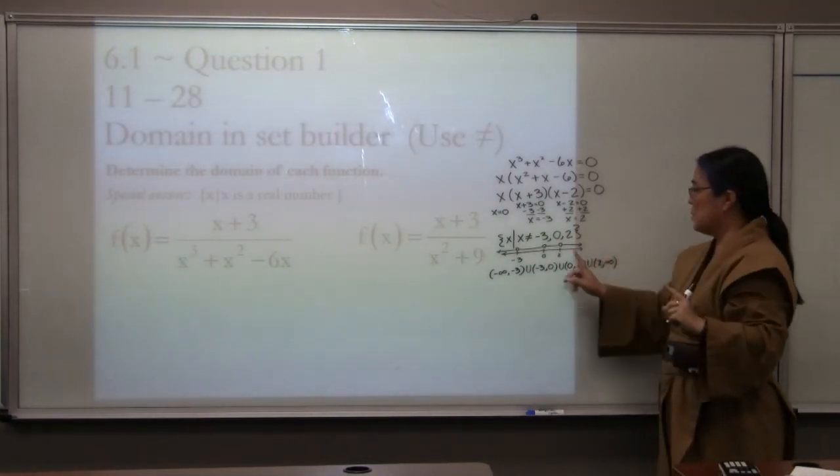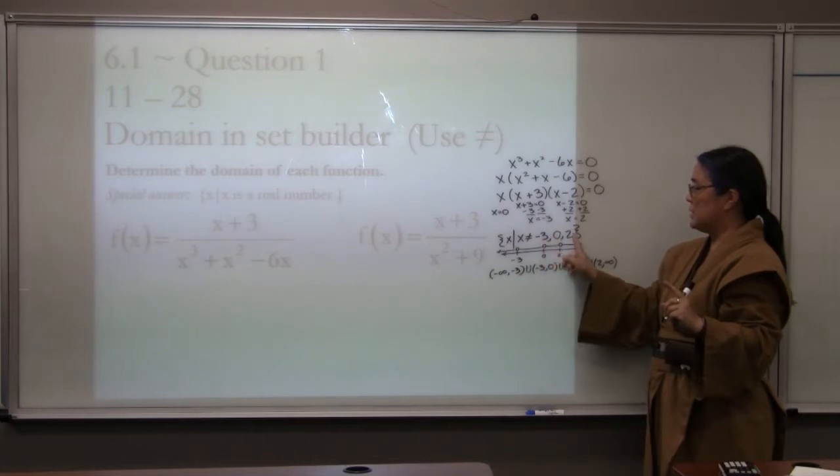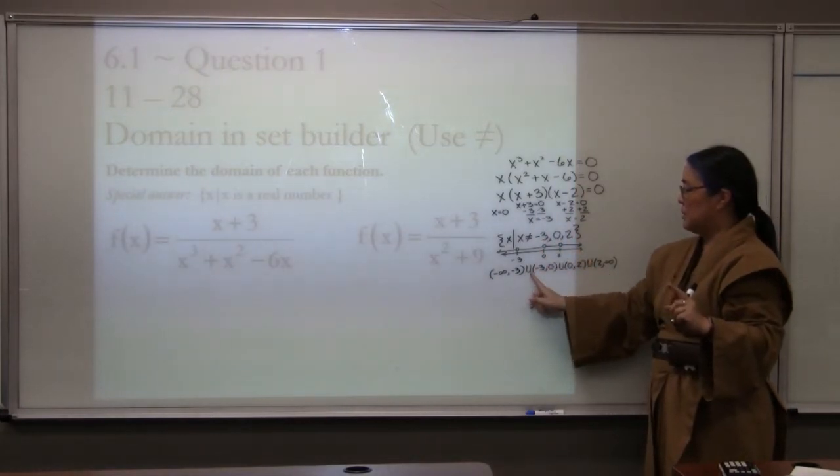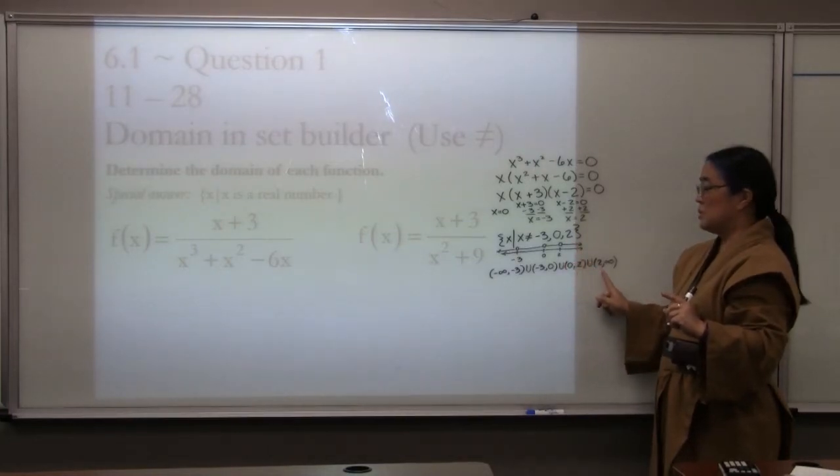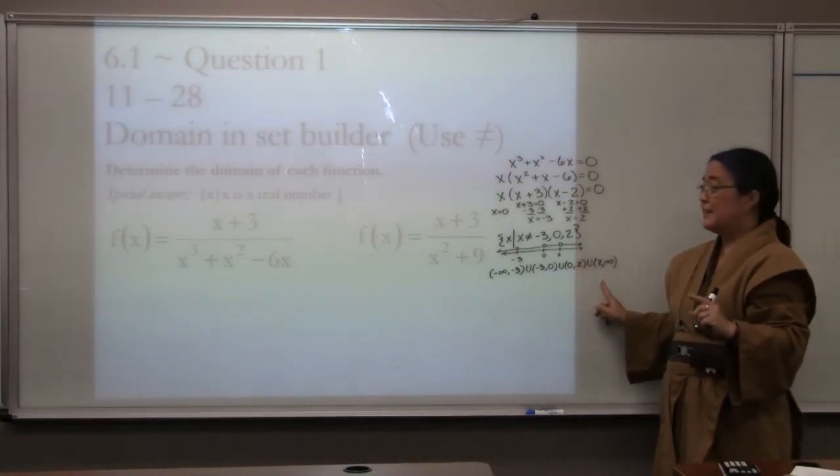This is one of the reasons why we want to write this in order from least to greatest, because the negative 3 shows you where the first break is, the 0 shows you where the next break is, and the 2 shows you where the last break is.